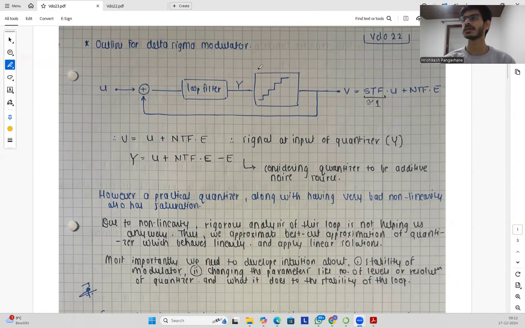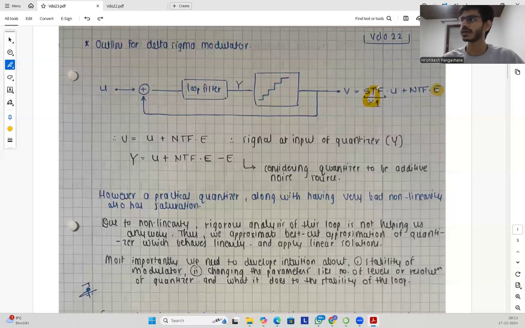Perfect. So, yes, guys, until now we have seen the outline of the delta sigma modulator, and we have seen a sort of loop, or a feedback loop, where we have a loop filter followed by the quantizer, and we said that the quantizer is a nonlinear block. So we also arrived at a transfer function. So basically the V, which is the output of the quantizer of a delta sigma modulator, is basically the signal transfer function times U and the noise transfer function times E. And this E is basically a noise, or the white noise, which is basically the error due to this nonlinear block.